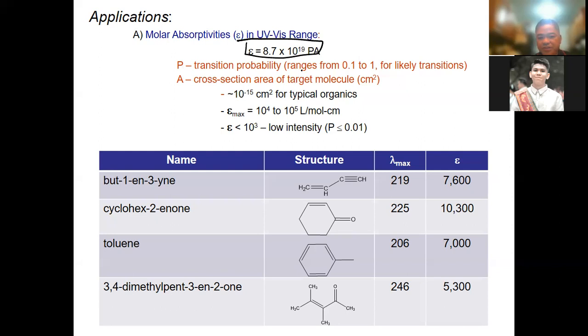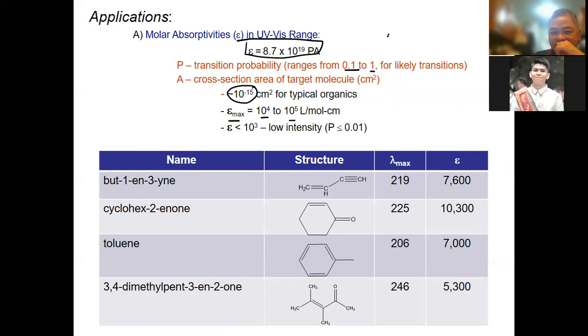So your p-value there would range from 0.1 to 1 for a likely transition. And then the cross-section that we have here, that's the thing. So for typical organics, the cross-section area that you have is 10 to the negative 15, giving you a molar absorptivity of 10 to the 4 to 10 to the 5.